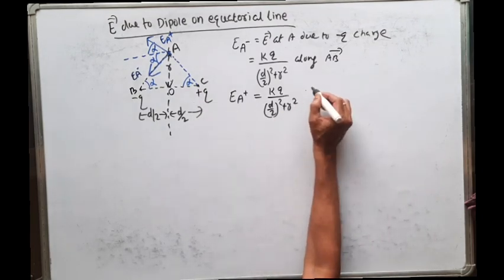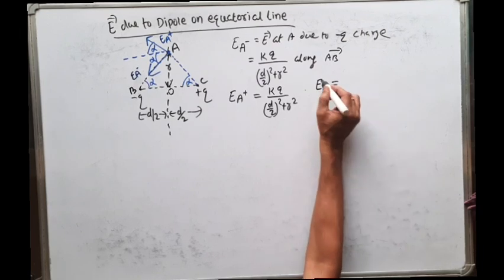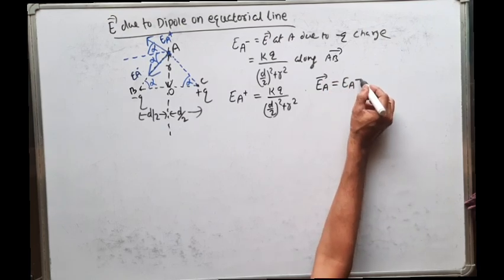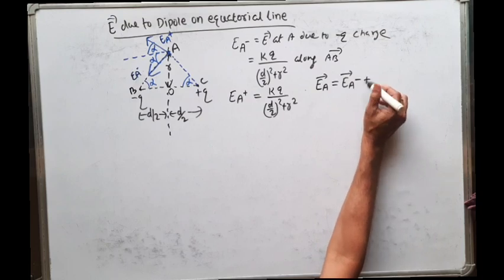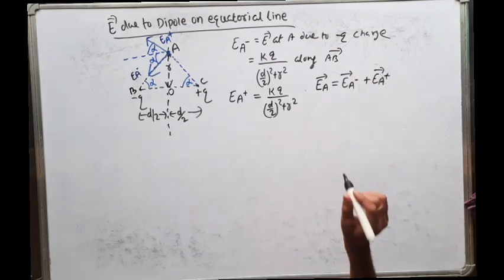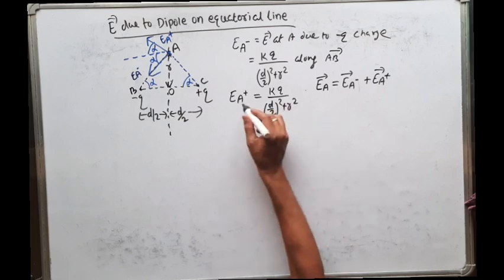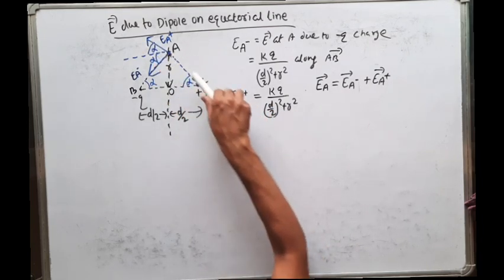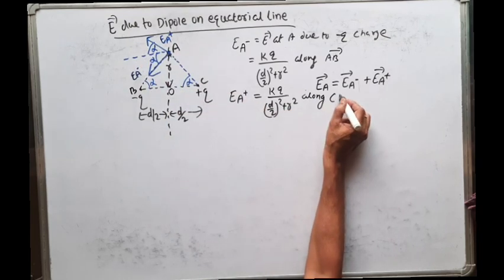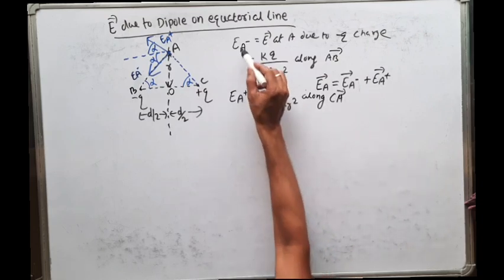We will find the total electric field intensity at point A due to the dipole. So that means the electric field intensity at A is equal to the electric field intensity at A due to the negative charge vector plus the electric field intensity at A due to the positive charge vector. So you will add these two vectors. So EA plus, what is the direction of EA plus? Along the C to A line. So I am writing here, along the CA line.